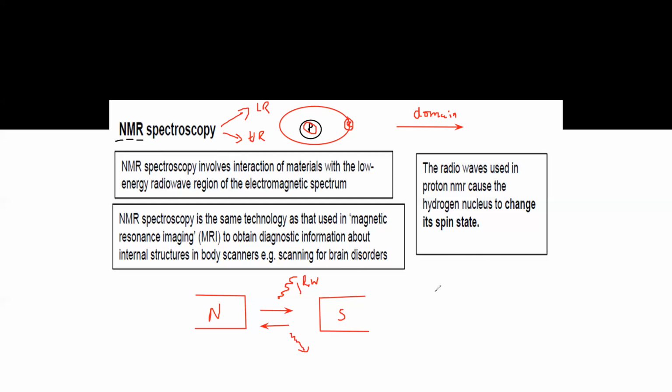First, in low resolution, for example, if you have CH3, CH2, and CH3, how many hydrogen environments are there? This CH3 is one hydrogen environment.